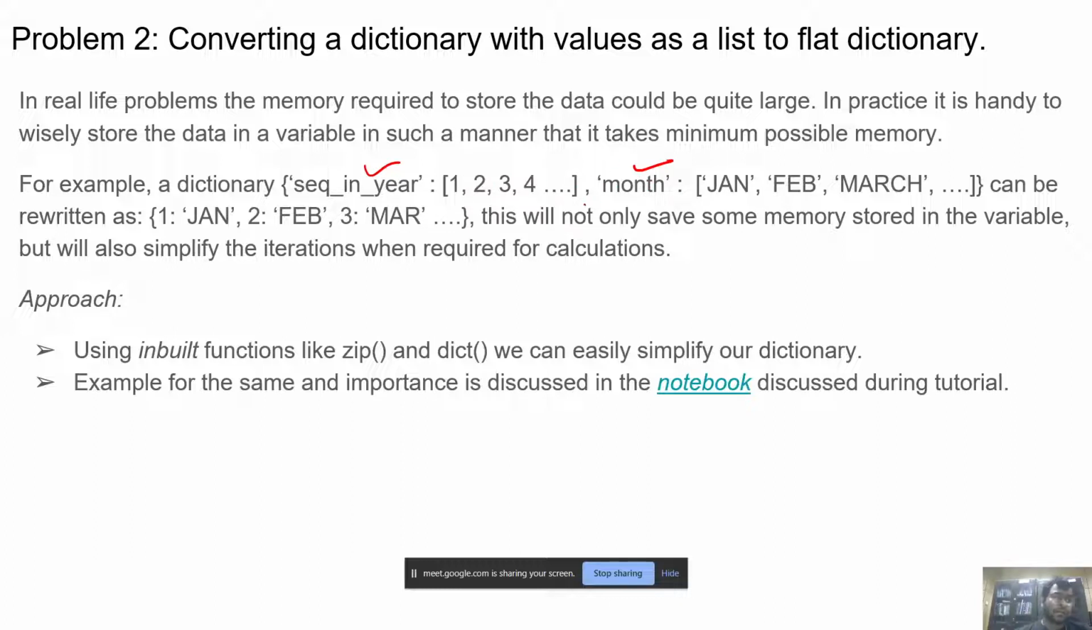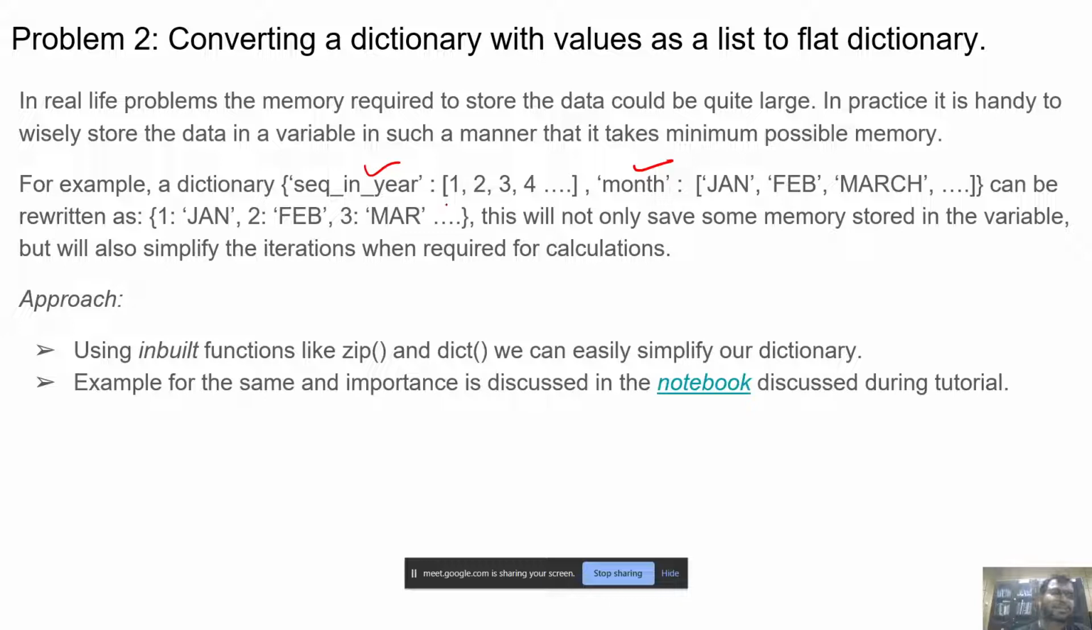Now, just to save some storage, what we could have done is rewrite it as: first sequence is January, second is February, third is March, and so on. So this is our motive in this particular problem. We will try to address a dictionary that is written in nested form, and if possible we will try to get it in a more memory efficient manner.